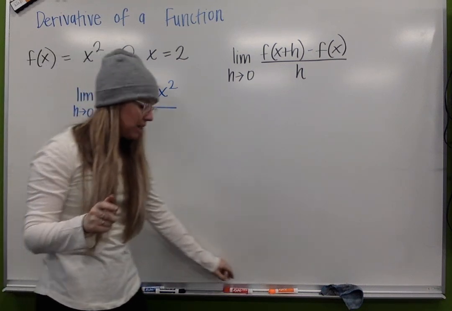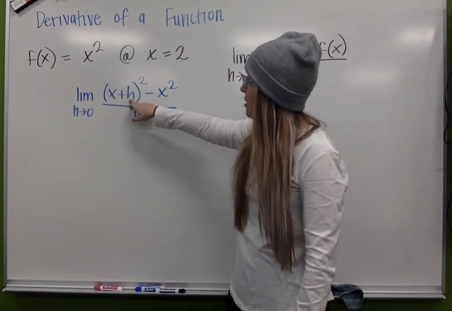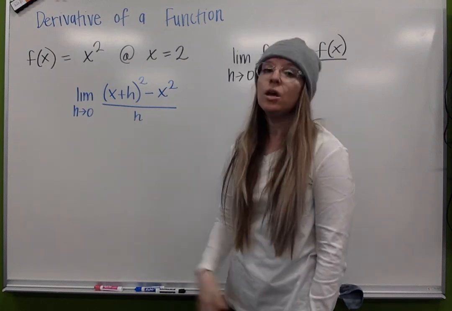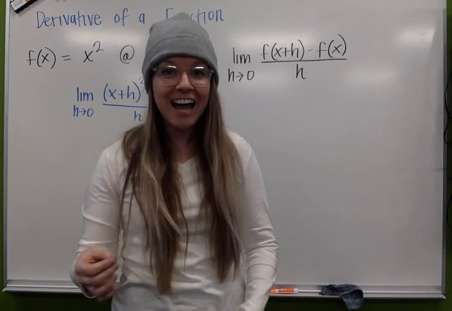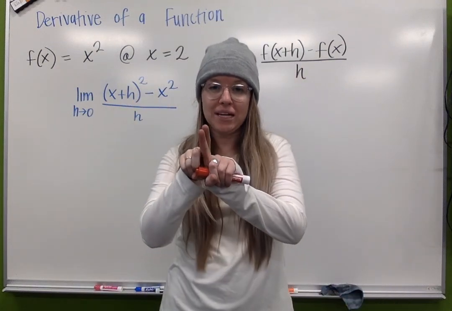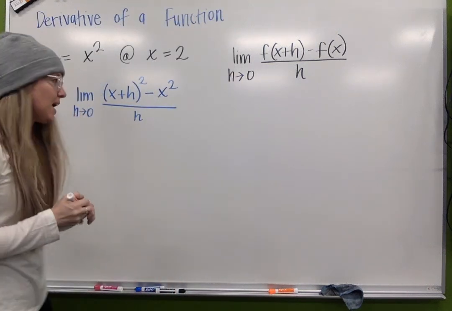If at this moment I plug in my 0, h equaling 0, I'm going to end up with x squared over x squared, which is 0 over 0. That's going to happen every time. That's the whole point. 0 over 0, we're finding the slope at one point. That's weird. So now we're going to go ahead and do the algebra to simplify this out.